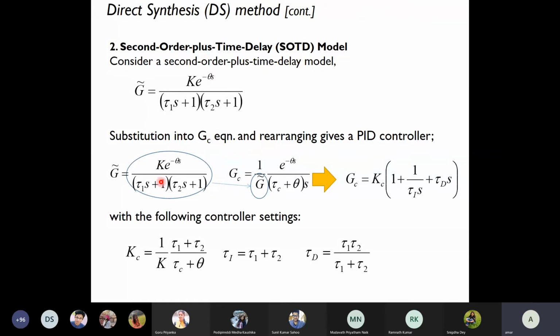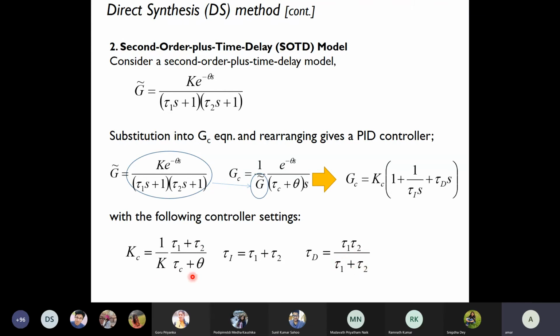This will give me the PID controller equations, and the Kc will be given by 1 by k, tau 1 plus tau 2 by tau c plus theta. Tau I will be tau 1 plus tau 2, and tau d is equal to tau 1 tau 2 by tau 1 plus tau 2.